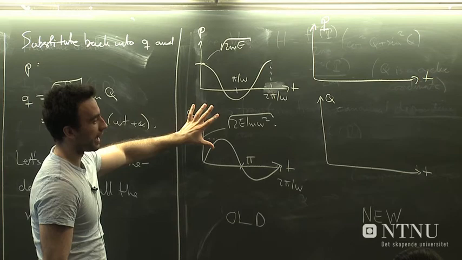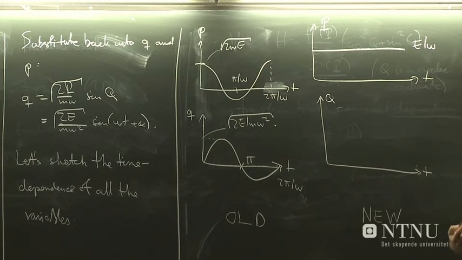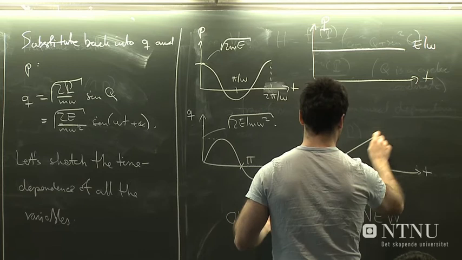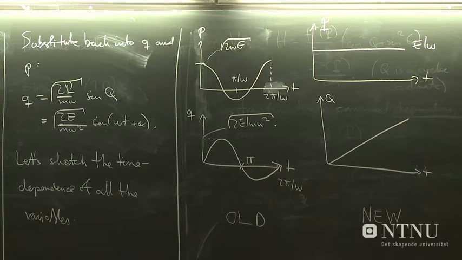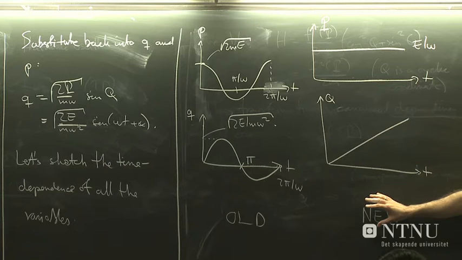Now, in terms of the new coordinates, well, the canonical momentum is just a constant. It's the energy divided by the frequency, omega. And the position is just a linearly increasing function of time. So even though these two sets of coordinates, the new set and the old set, have very different behavior in terms of their time dependence, they describe exactly the same physics.